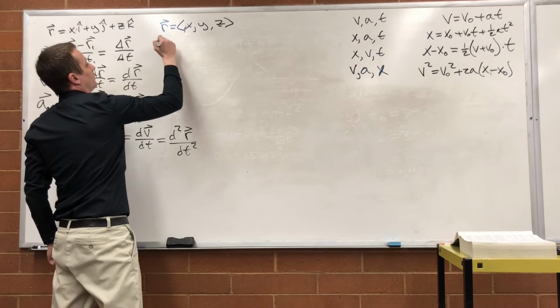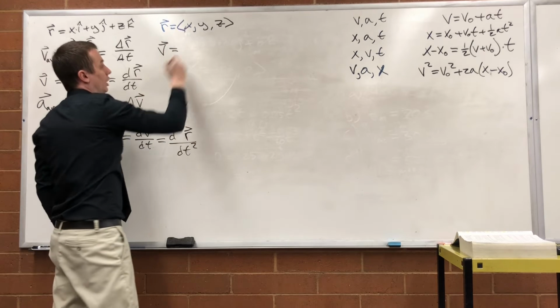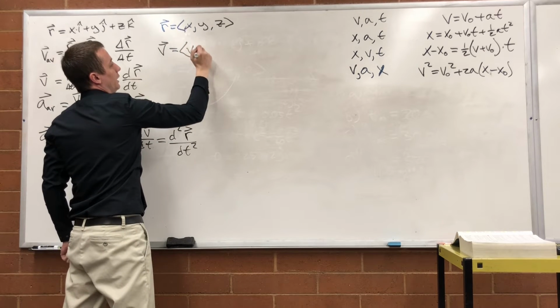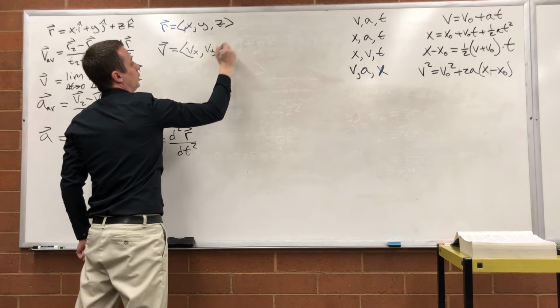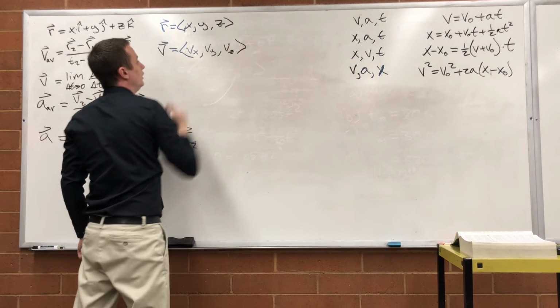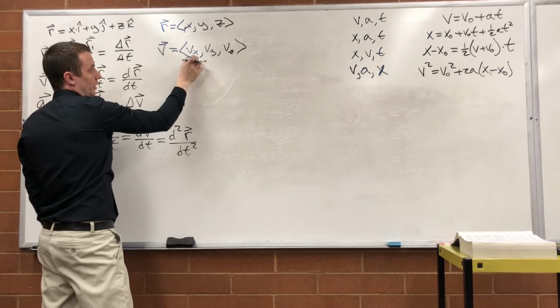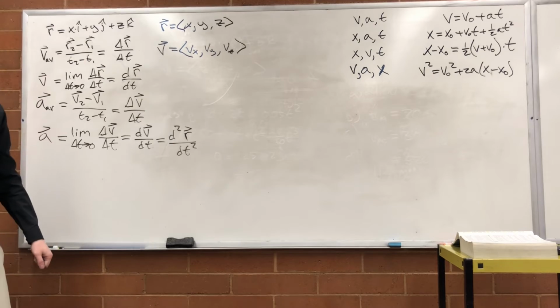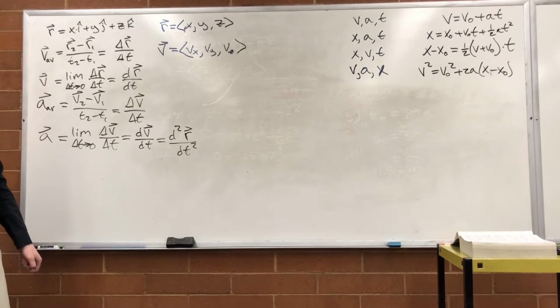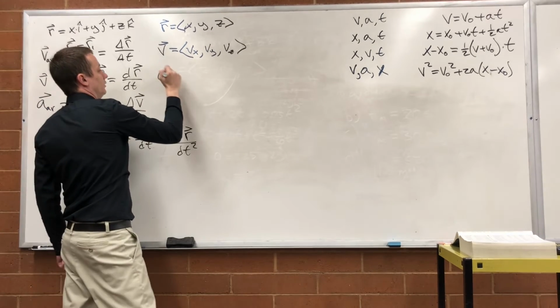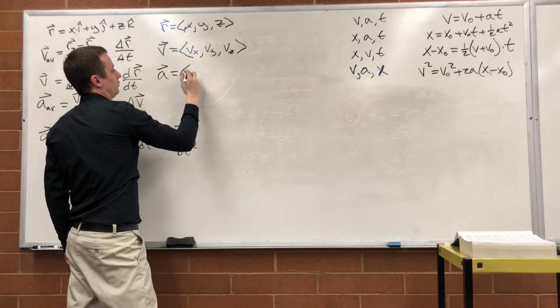Similarly, your velocity vector now, we'll talk about it in terms of v sub x for this component, v sub y for this component, and v sub z for this component. So if out of the blue you see a v sub x, they're talking about the x component of your velocity. Okay. Similarly, with acceleration, you'll see similar type stuff.